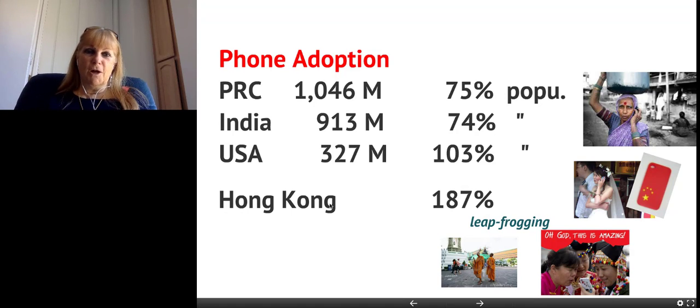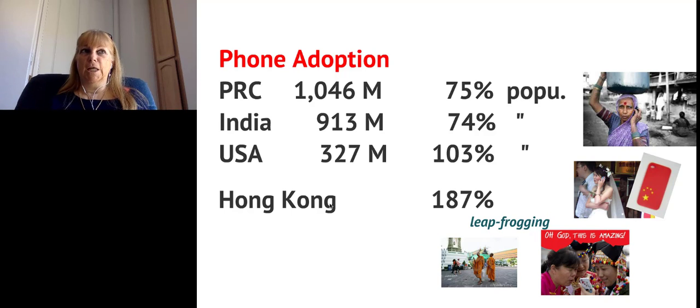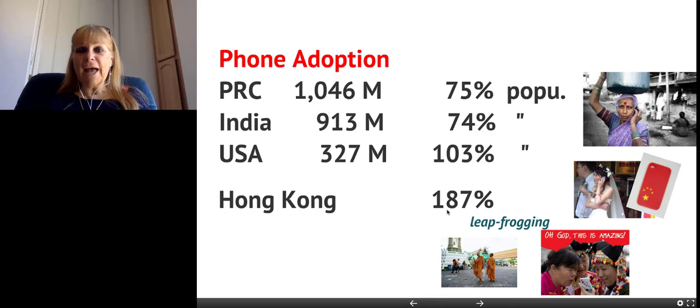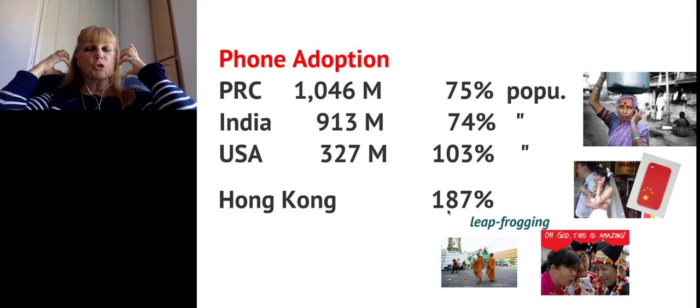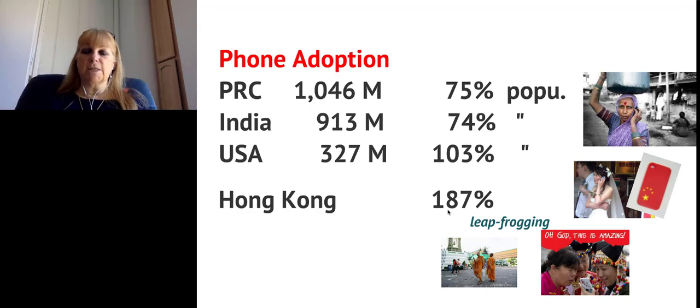I give you Hong Kong, remember again, it is a special administrative region of China. It came back to China in 1997. And they have 187%. So if they're 9 million in population, they have somewhere on the order of 16.5 million phones. The Hong Kongers walk down the street literally with 2 phones and they're talking to themselves.